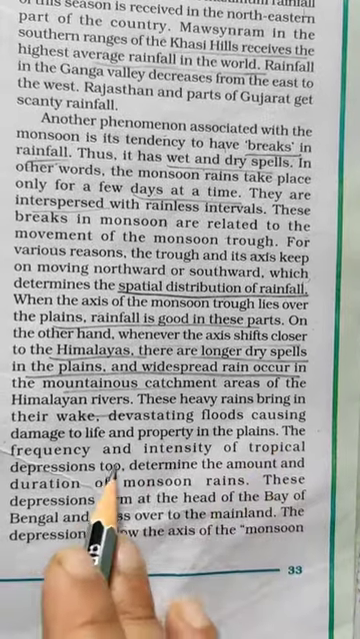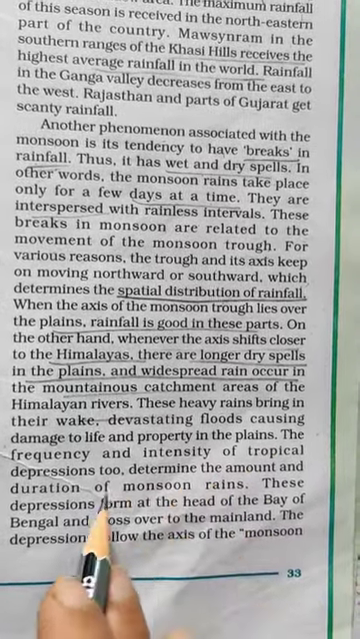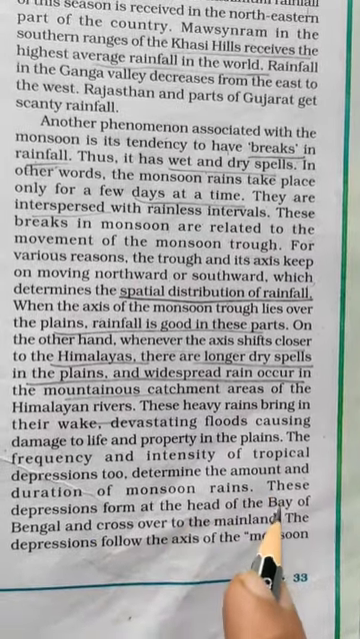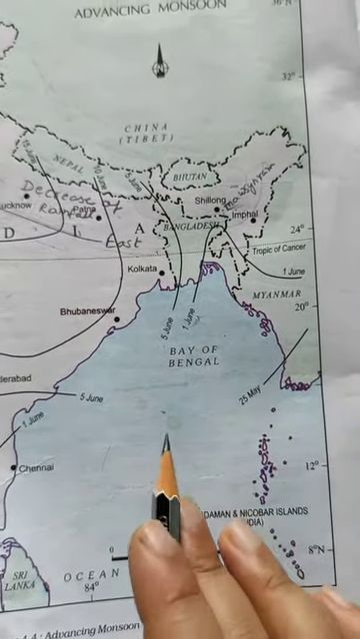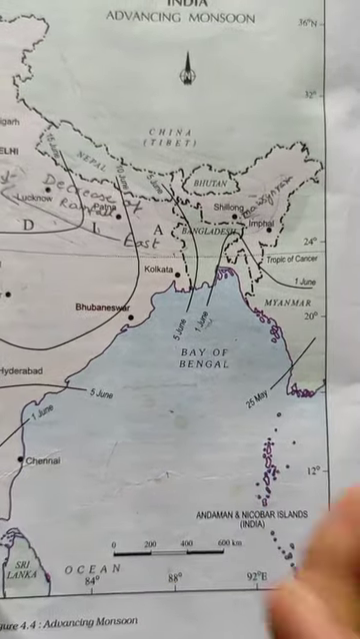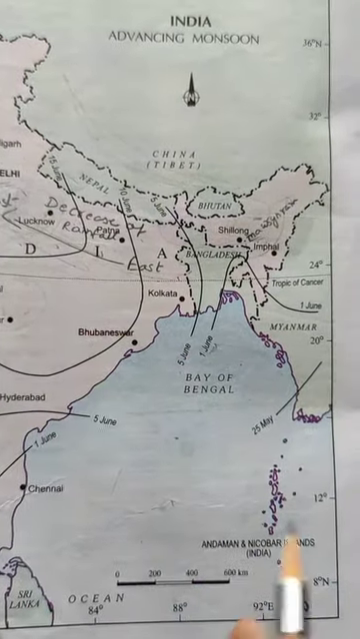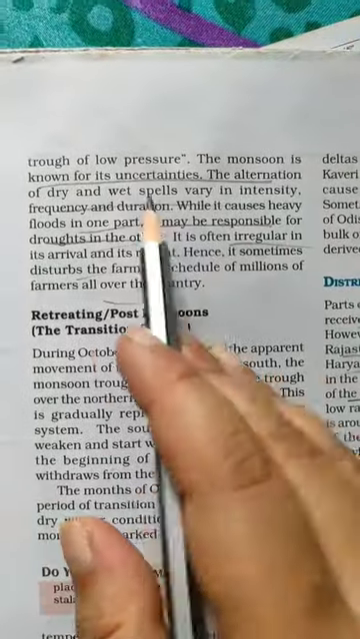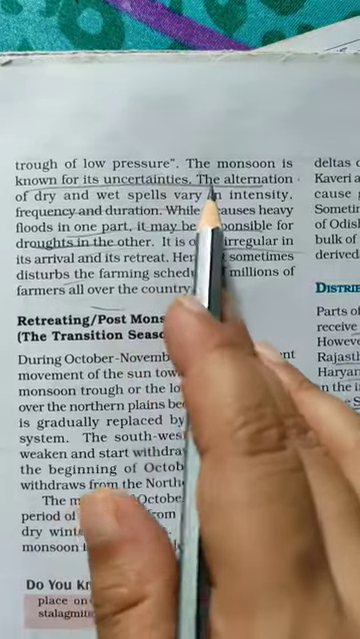The frequency and intensity of the tropical depressions too determine the amount and duration of monsoon rains. These depressions form at the head of the Bay of Bengal and cross over to the mainland. The depressions follow the axis of the monsoon trough of low pressure.